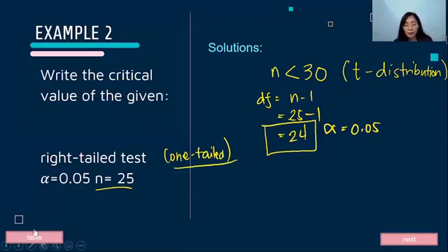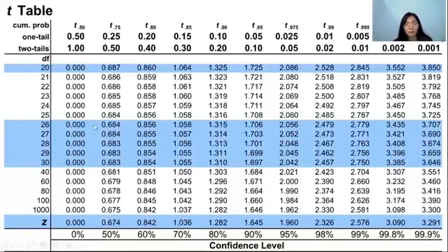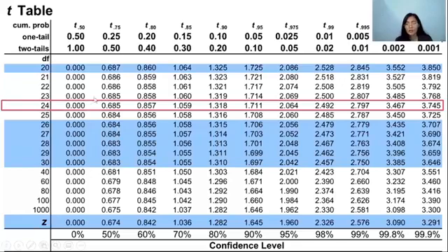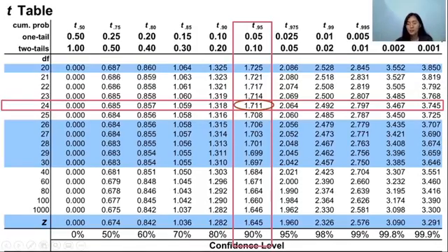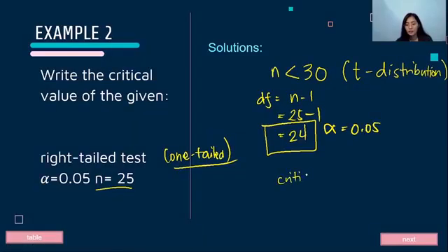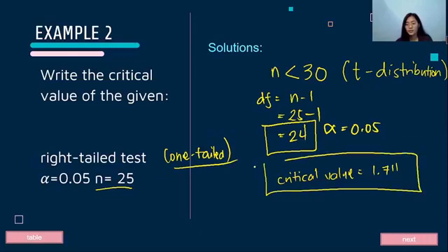So let's have our table of the distribution. All right. So our degrees of freedom is here, 24 with an alpha equal to 0.05, and it's one tail. All right, so the value is 1.711. Let me just write here. Critical value is 1.711. Okay, and that's all for this example number 2.